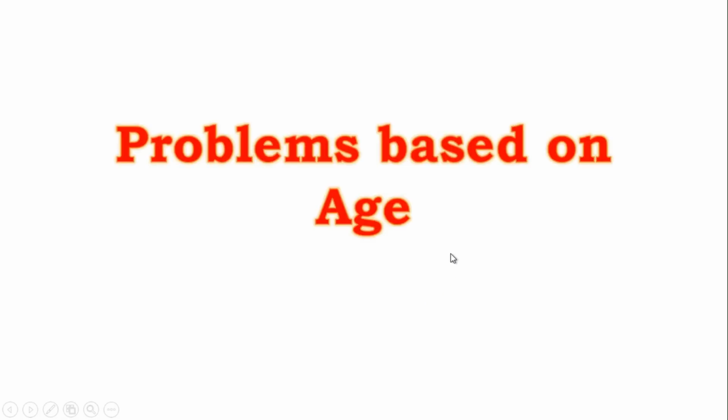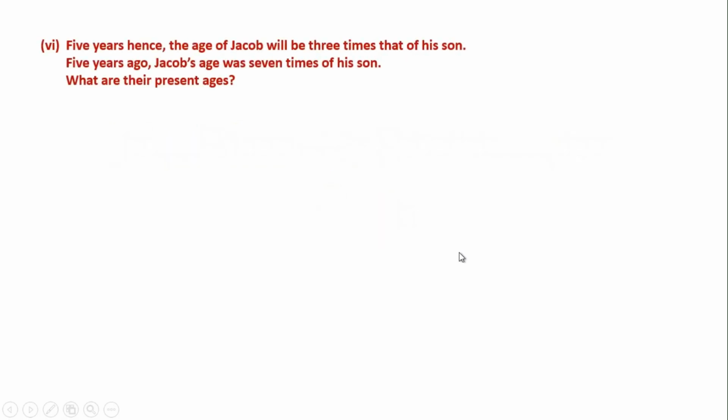Today we are going to discuss the problems based on ages from the pair of linear equations in two variables. Look at question number 1 here. 5 years hence, the age of Jacob will be 3 times that of his son. 5 years ago, Jacob's age was 7 times that of his son. What are their present ages?